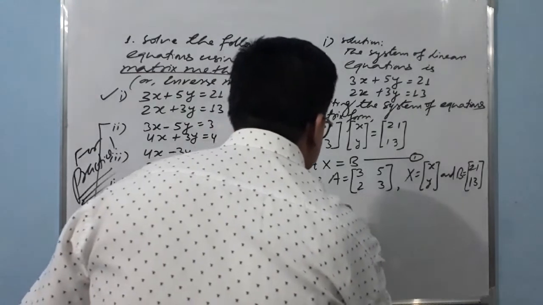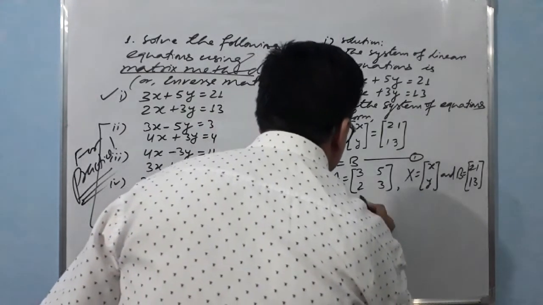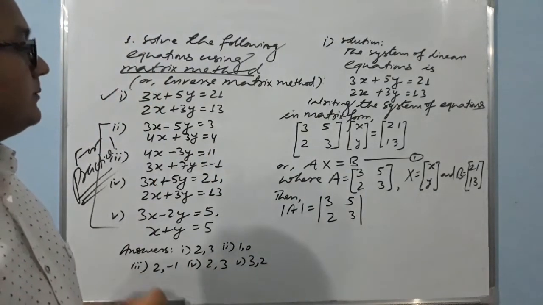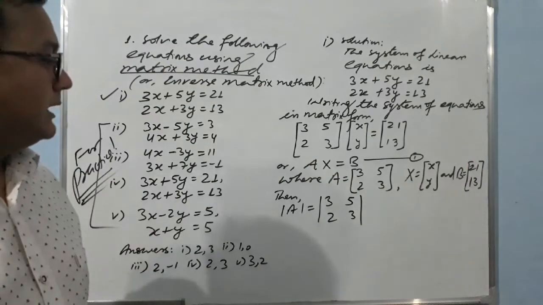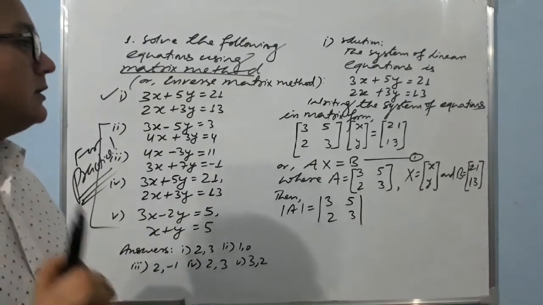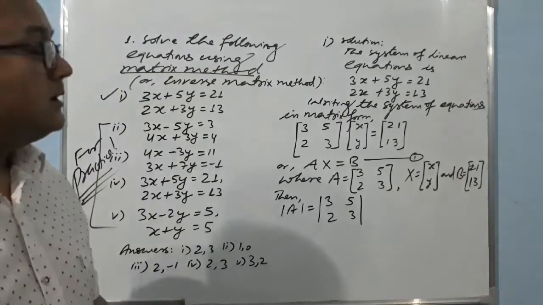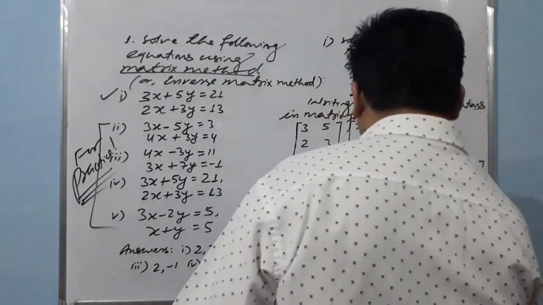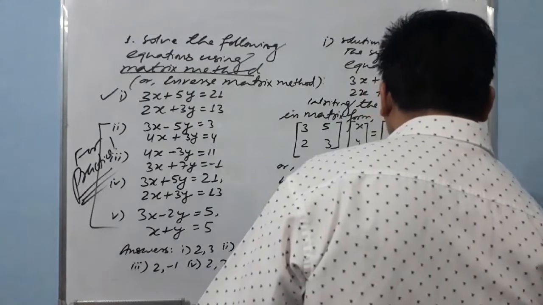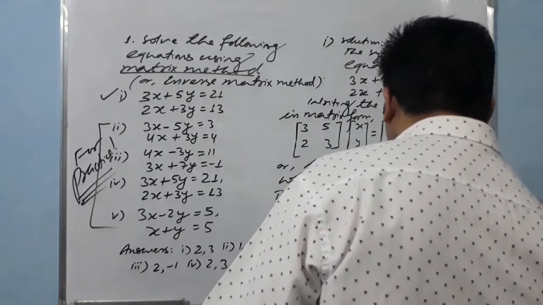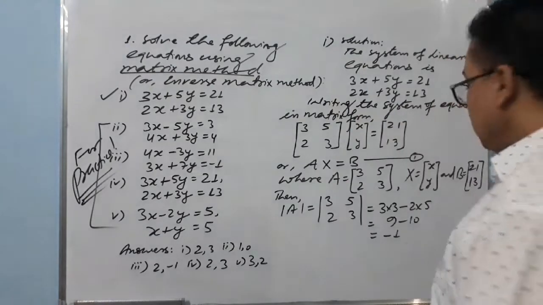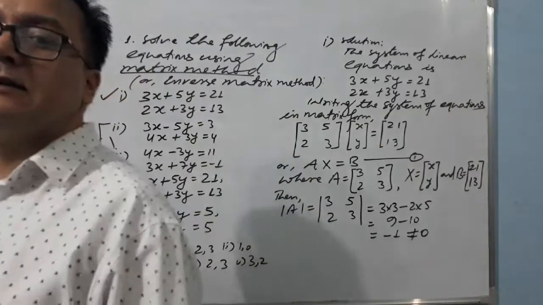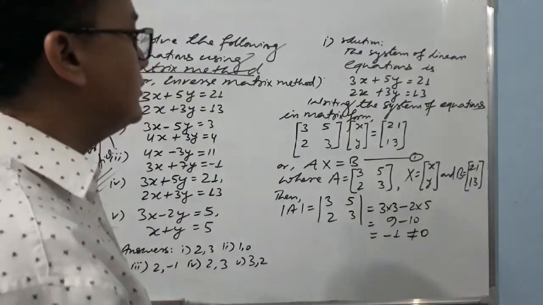Then determinant of A is equal to |3 5; 2 3|. And one thing, be careful: we can solve if determinant of A is not equal to 0. Otherwise, we cannot find the solution of the system of linear equations if determinant of A is equal to 0. Let's find it here: 3 times 3 minus 2 times 5. 3 times 3 is 9 minus 10. You will get minus 1, which is not equal to 0. Here determinant of A is equal to minus 1, which is not equal to 0.